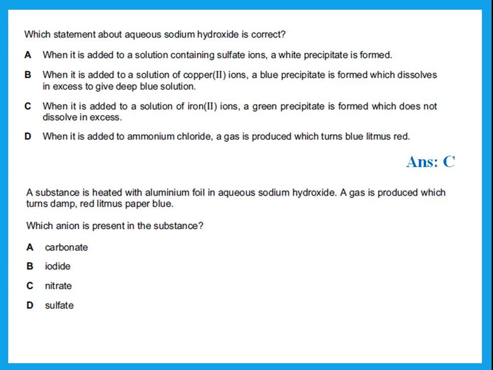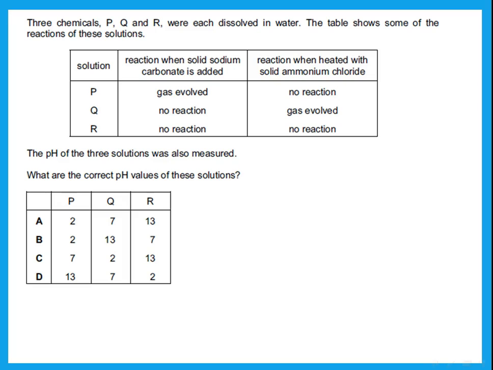Okay, a substance is heated with aluminium foil in aqueous sodium hydroxide. A gas is produced. Red litmus paper turns to blue. Now, I'm going to try and remind myself again, which test is this where I use sodium hydroxide and aluminium foil? That was test for what? Test for nitrate. Okay.